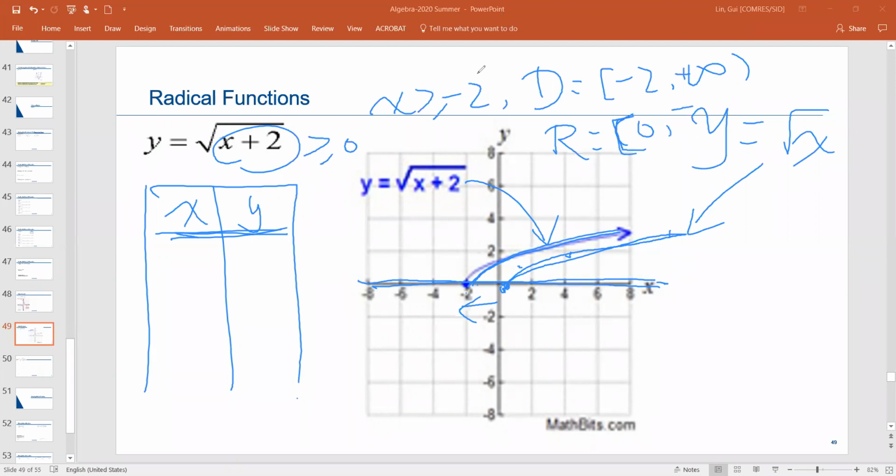It's 0 to positive infinity. 0 to positive infinity, right? A little bit different. But you can graph it this way, say x equals -2, y equals 0. When x equals -1, here becomes 1, right? Here becomes a positive 2, and here equals 2, right? 2 plus 2 equals 4.